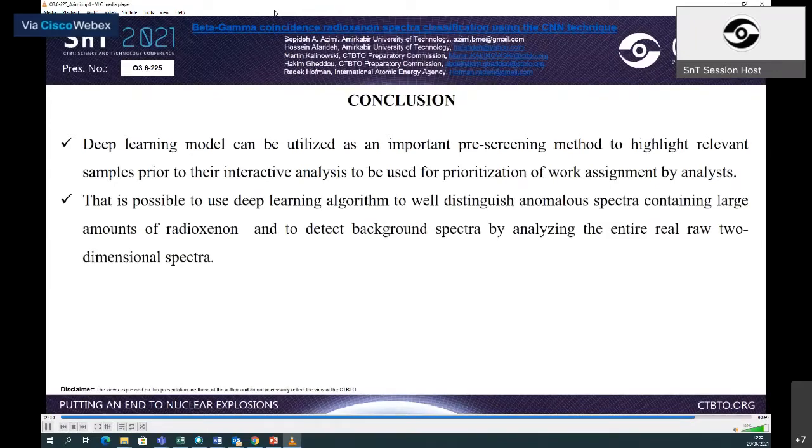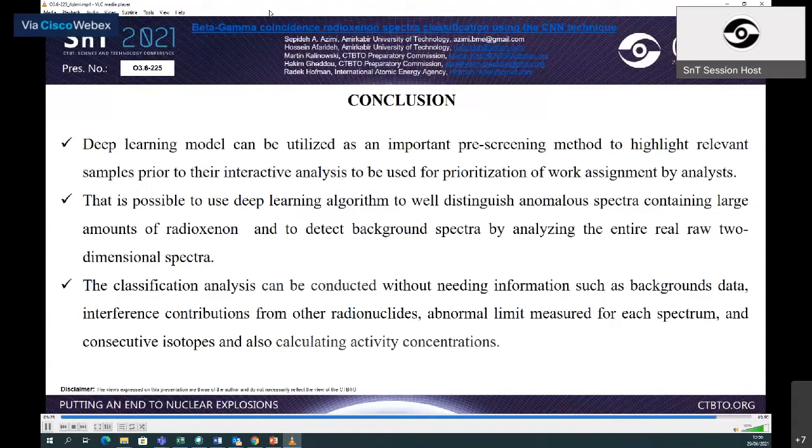It is possible to use a deep learning algorithm to well distinguish anomalous spectra containing large amounts of radioxenon and to detect background spectra by analyzing the entire real raw two-dimensional spectra. The classification analysis can be conducted without needing information such as background data, interference contributions from other radionuclides, abnormal limit measured for each spectrum, and consecutive isotopes, and also calculating activity concentrations.